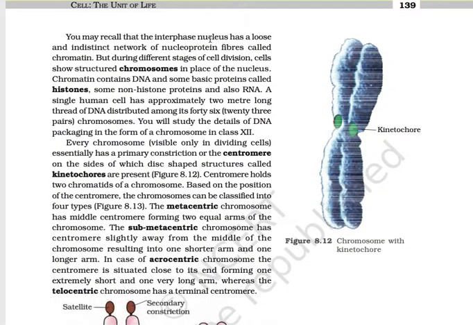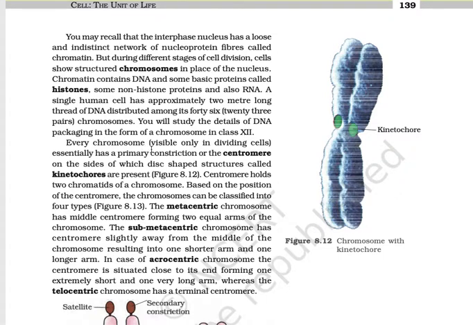You may recall that the interphase nucleus has loose and indistinct network of nuclear protein fibers called chromatin. But during different stages of cell division, cells show structured chromosomes in place of the nucleus. Chromatin contains DNA and some basic proteins called histones, some non-histone proteins and also RNA. A single human cell has approximately 2-meter long thread of DNA distributed among its 46 (23 pairs) chromosomes. You will study the details of DNA packaging in the form of a chromosome in class 12th.